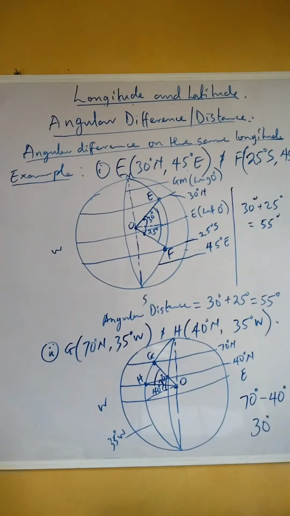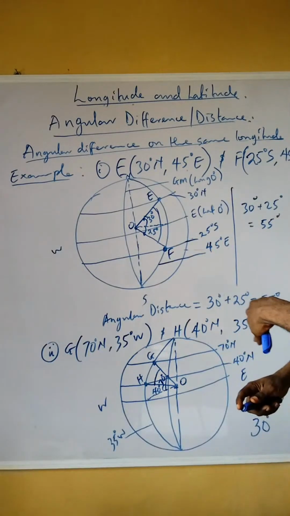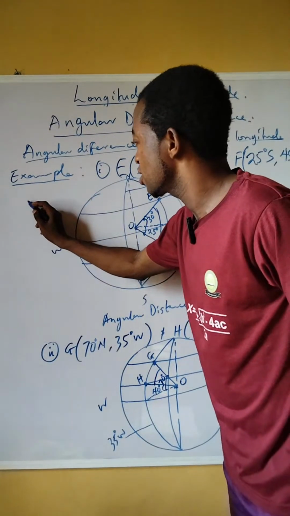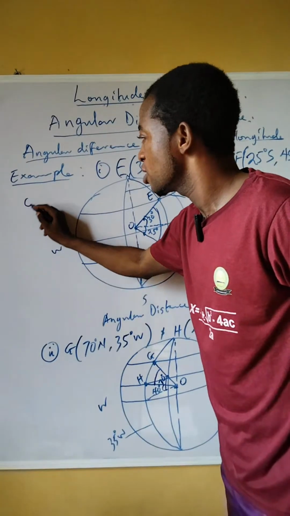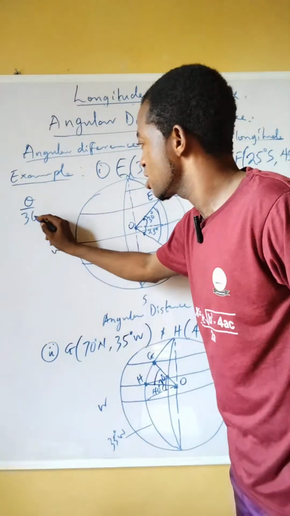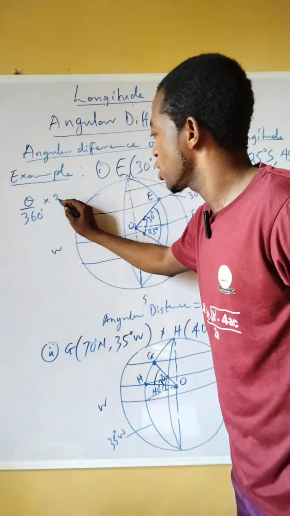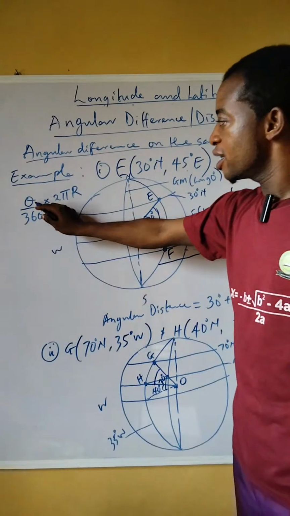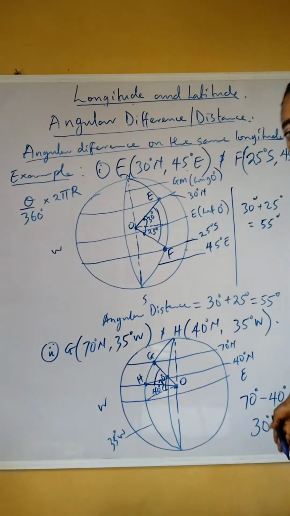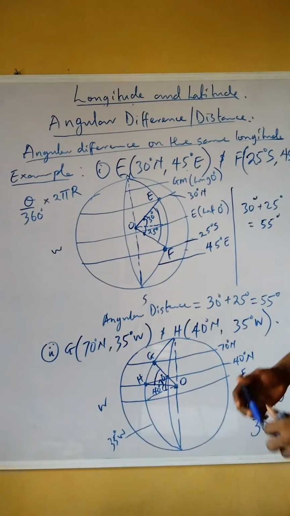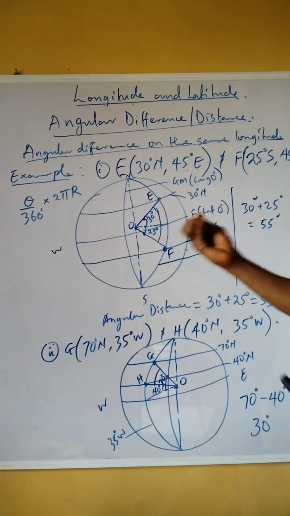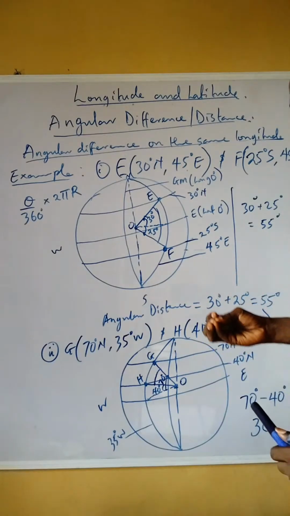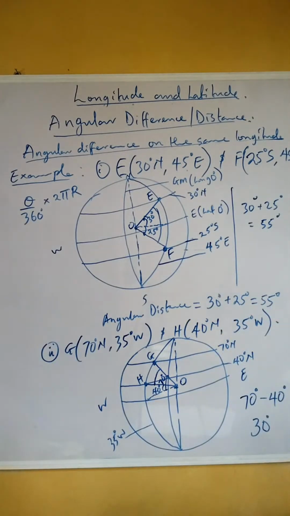Because when we get to find distance along longitude, we just need to use theta. And that theta, for instance, distance along longitude, which is a great circle, is given as theta over 360 degrees times 2 pi r. And this theta here is the angular distance that we are finding. So we just do a little calculation and get the angular distance. And the summary now is this.